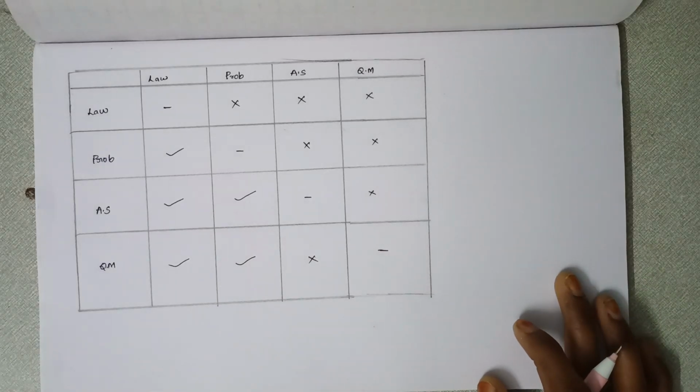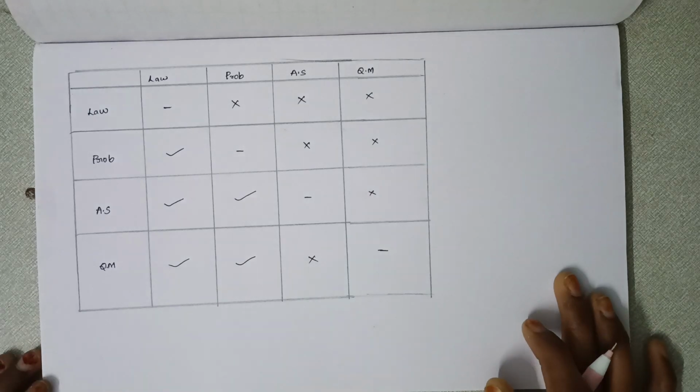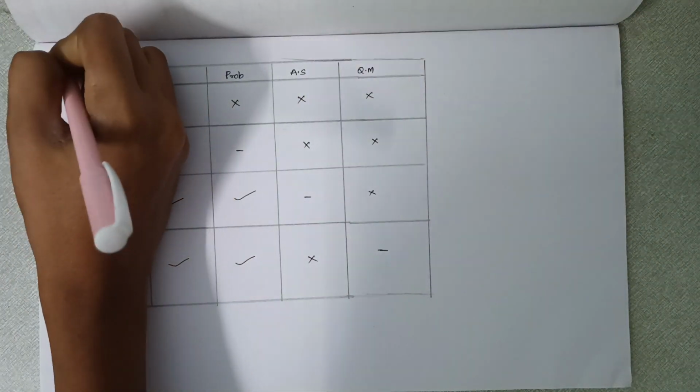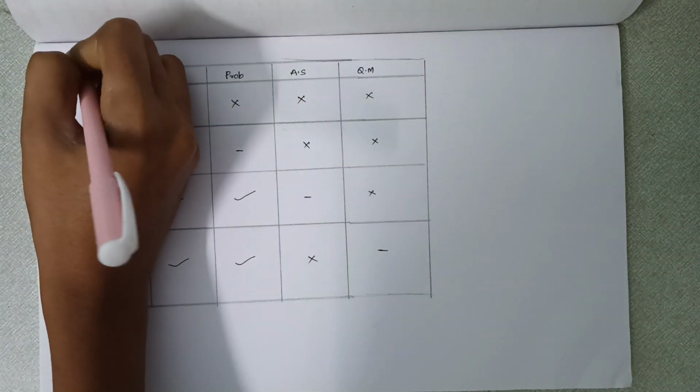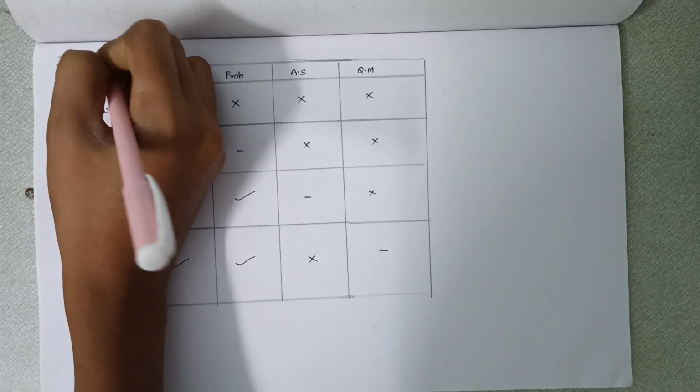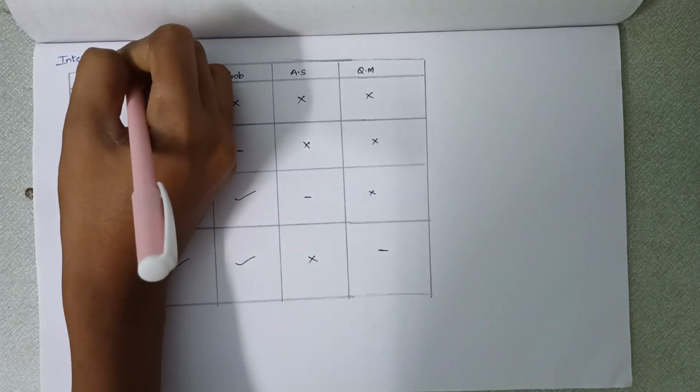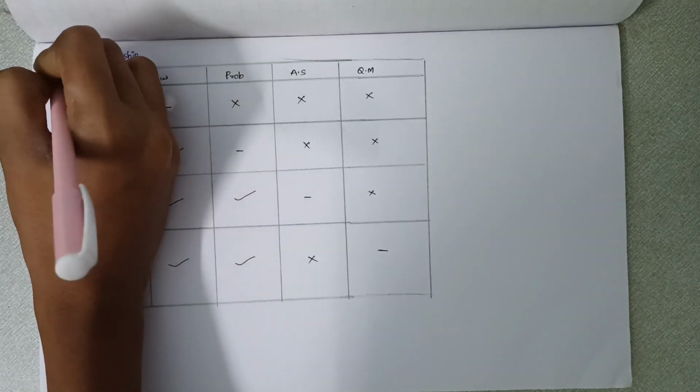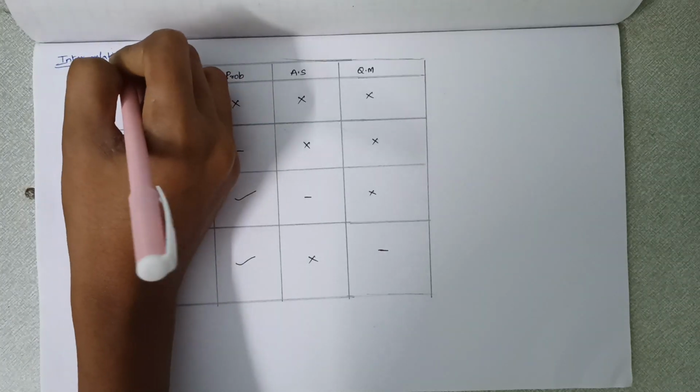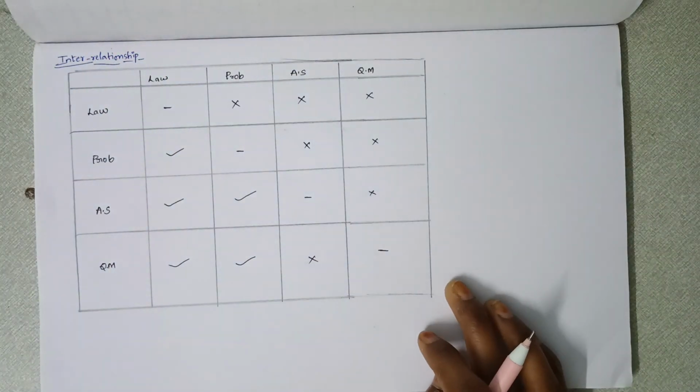So today we are going to see about the interrelationship between the modes of convergence. These are very important, which is used to solve the implications and counter implications.